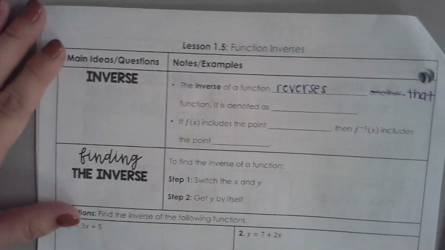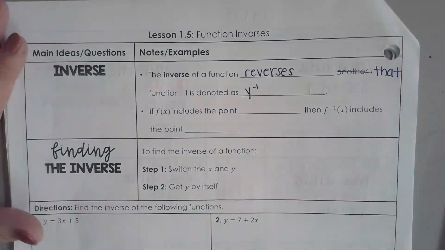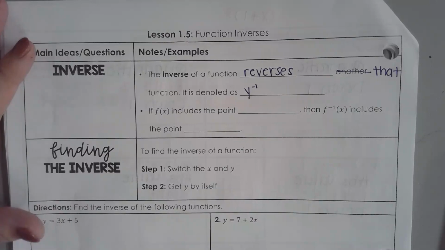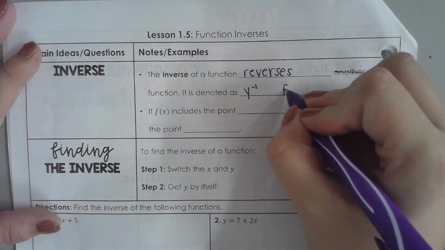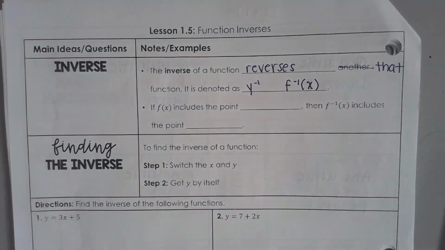So you might see it as y with a -1, or we've been talking about function notation. You might see it like this, f inverse of x. But a -1 exponent tells us we're looking at an inverse.